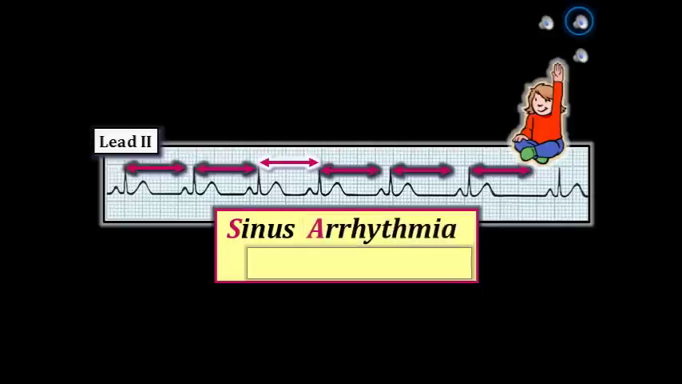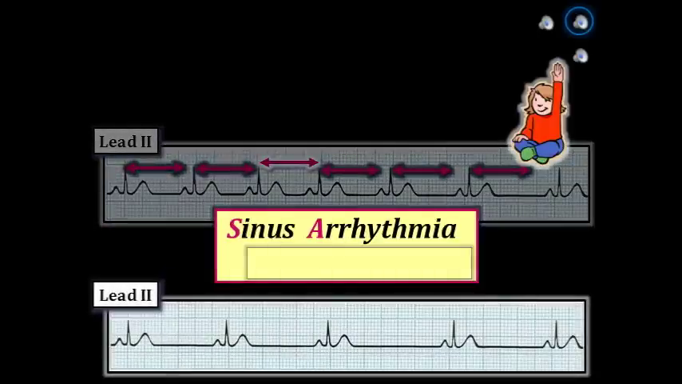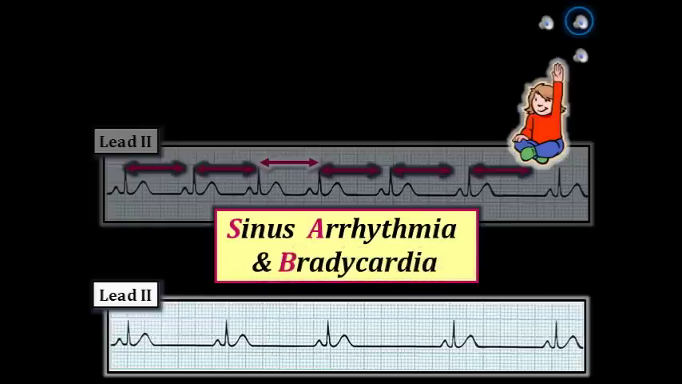There is no need to specify the rate because by definition, the rate will change from beat to beat, although sometimes a rate range may be given. Note, it is especially common to see some variation in R to R interval when the rate is slow, as shown here. We call this rhythm sinus bradycardia and arrhythmia.